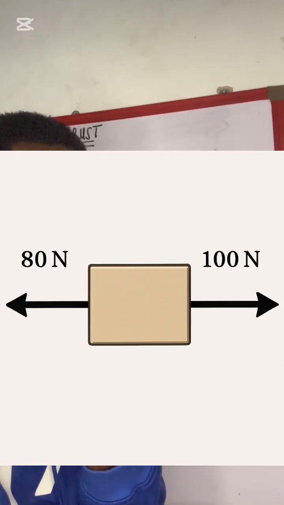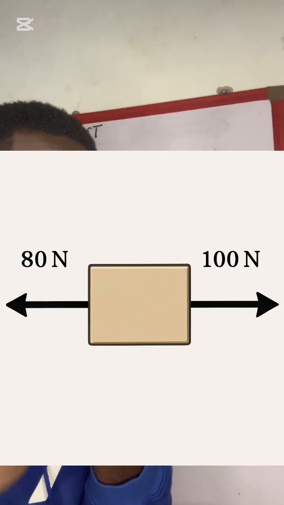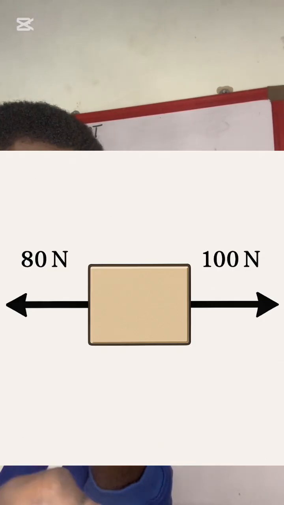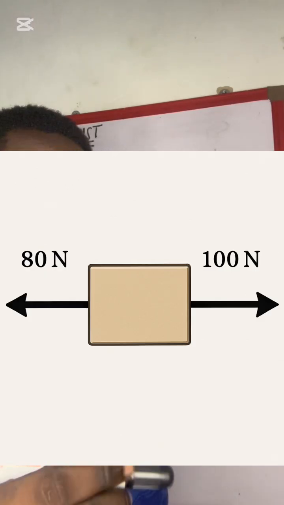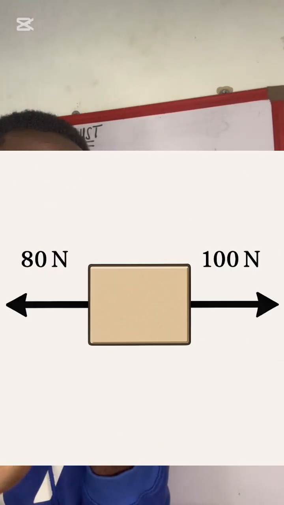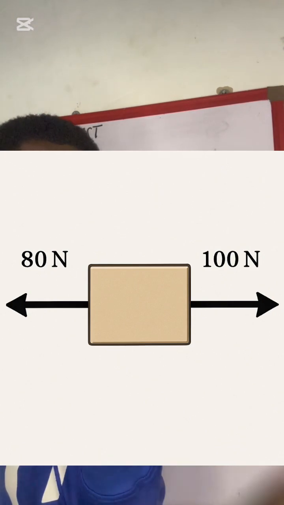Now, the object will move to the right. Why? Because the force acting towards the right is higher or greater in magnitude than the force acting towards the left. Now, which force actually made the object move towards the right? If you know the answer, put that in the comment section. I will answer it now.